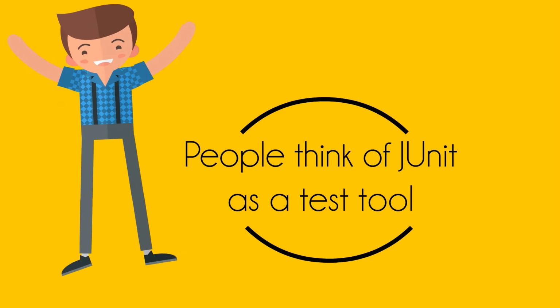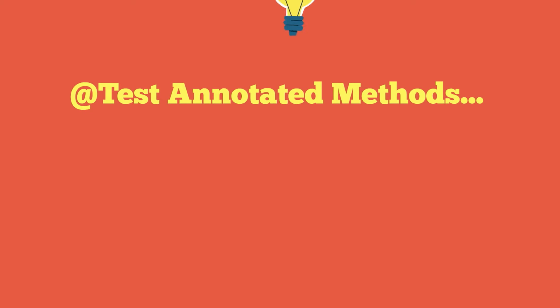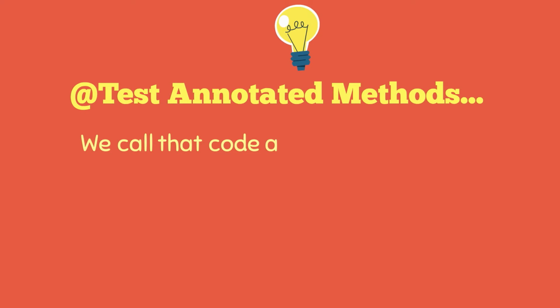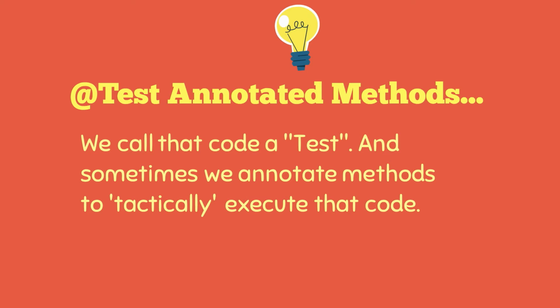What we should be looking at JUnit as is a tool for executing code that is marked as runnable by JUnit. That is code that has an @test annotation. Sometimes we call that code a test. Sometimes we annotate some methods because tactically we want to execute that code.